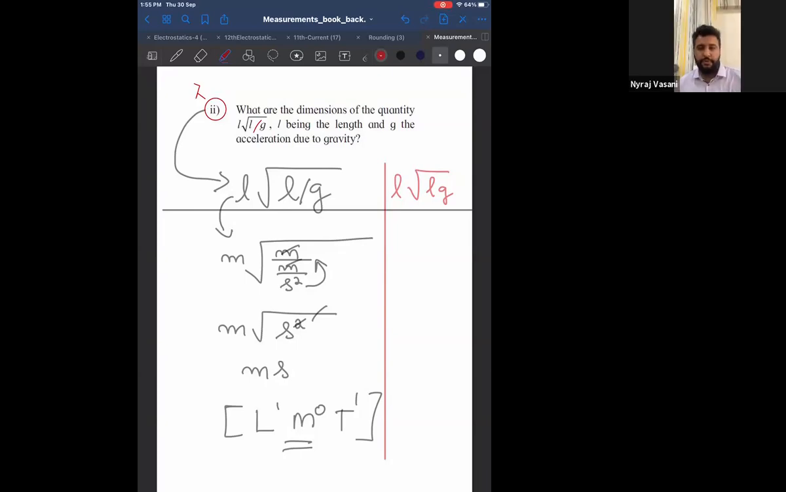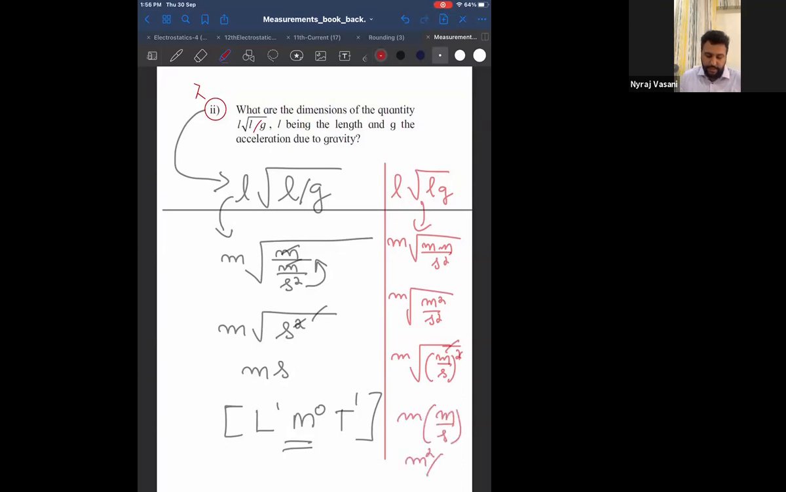Okay, I think most of your answers are right. I'll also do it. See here. L into root LG. L is meter into square root of L is meter and G is meter per second square. So that is meter into square root of meter square per second square, or that is meter into square root of meter per second the whole square. So square root and square will cancel. Therefore, it is meter into meter per second. It is meter square upon second.